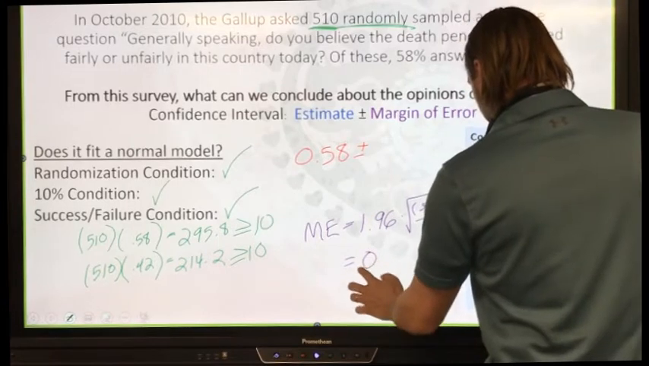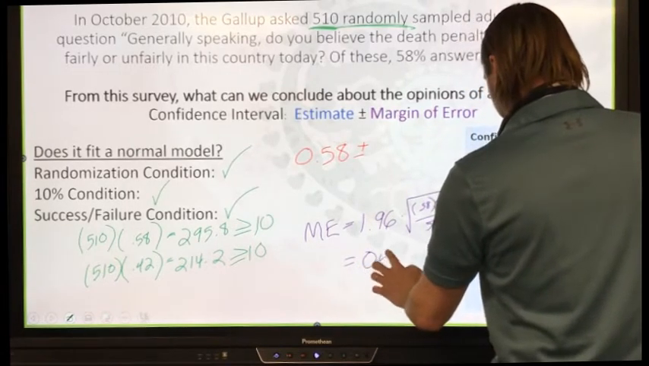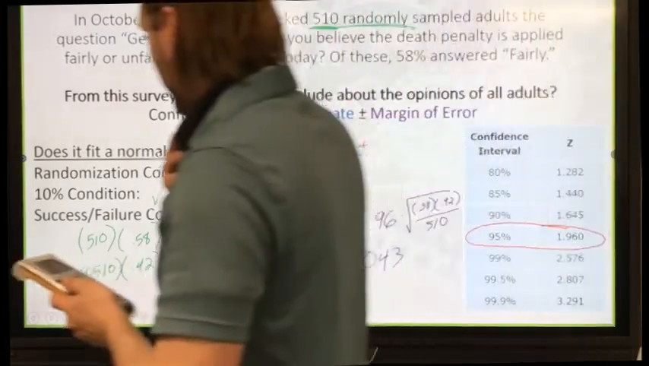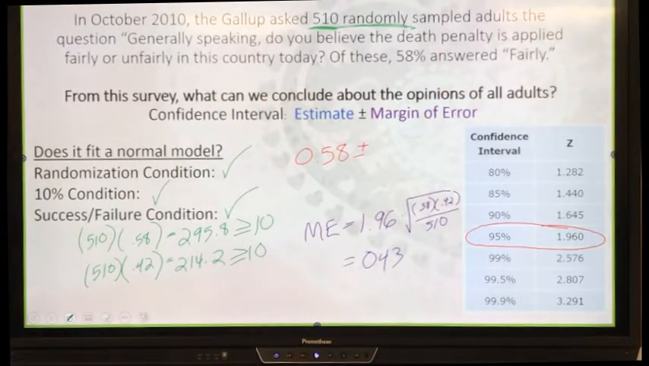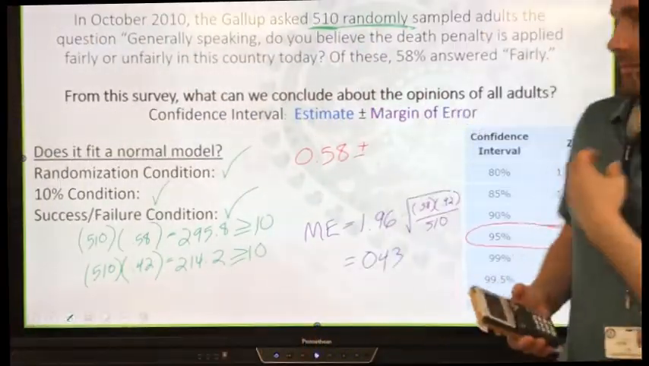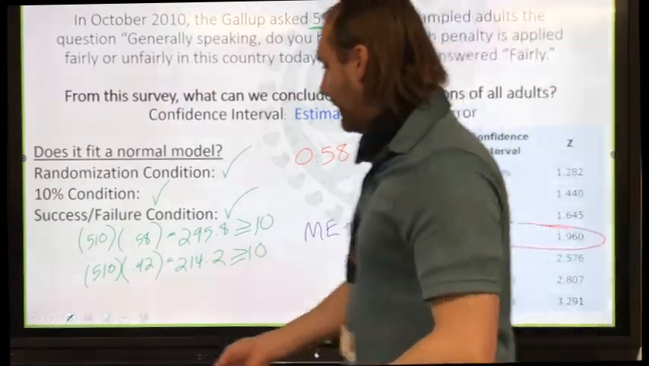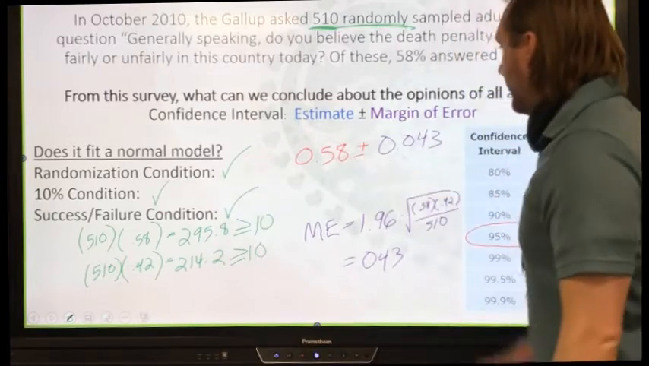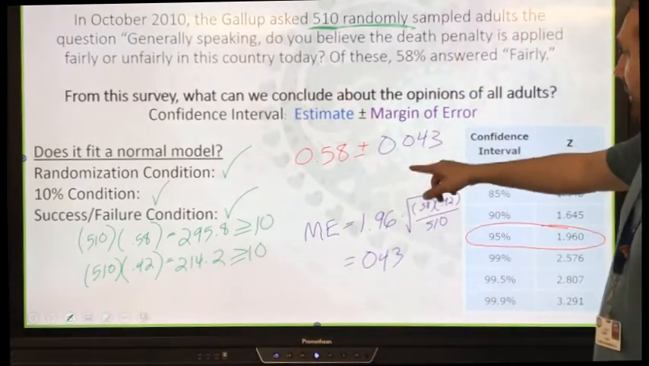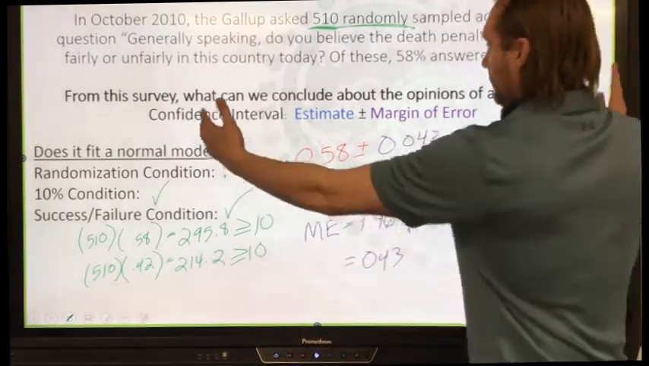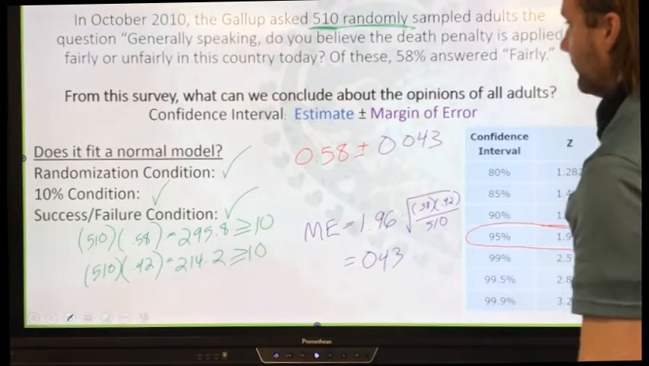Somebody real quick, what is our margin of error? Somebody double check with me. I got 0.043. Who can confirm or deny that? Are we going with 0.043? Okay. So I have an estimate of 0.58 with a margin of error of plus or minus 0.043. And I'm 95% confident that I can get all that within that range.